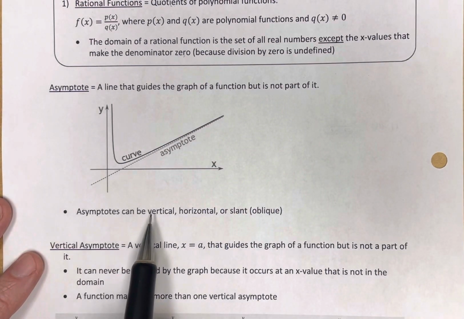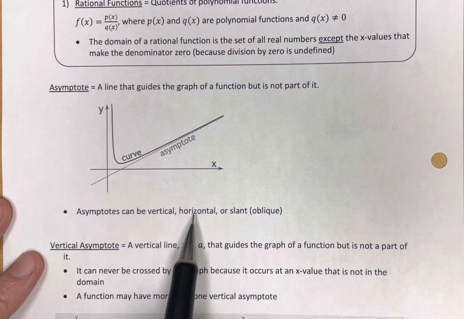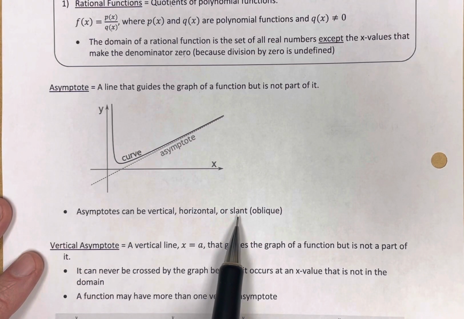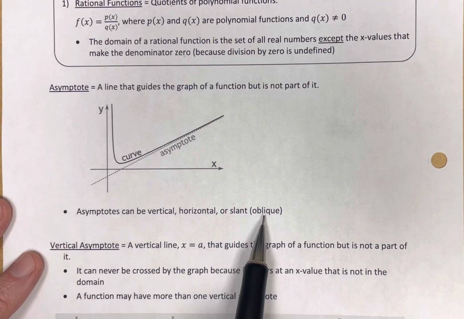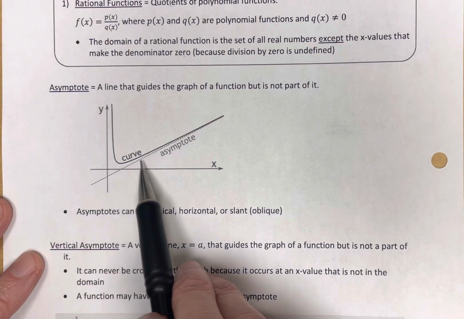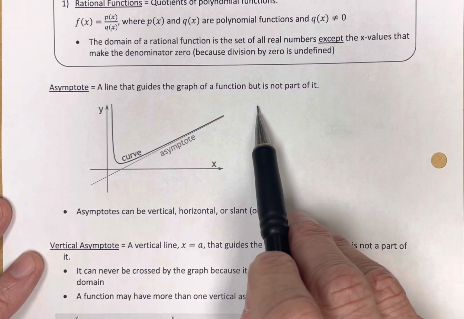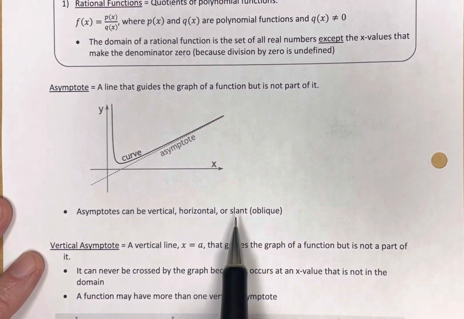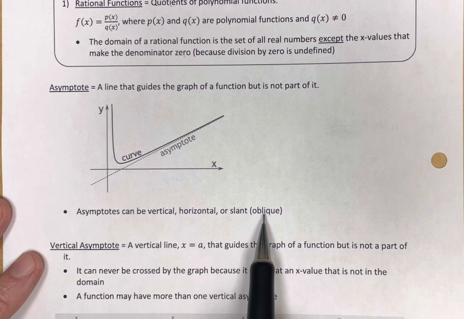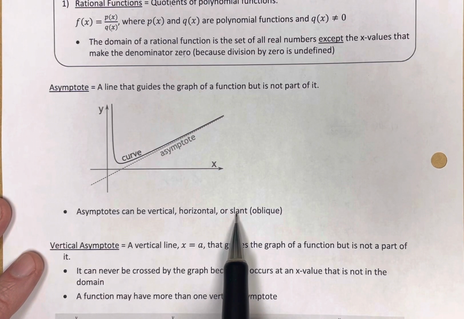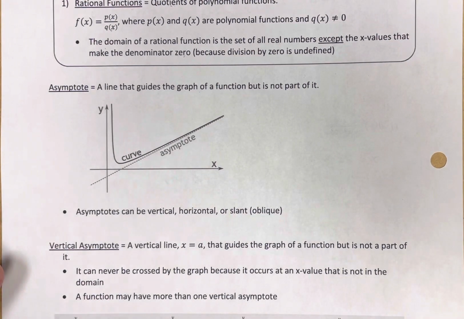Asymptotes can be vertical lines, horizontal lines, or slant lines that are also called oblique. This line is obviously a slanted line. It's not vertical or horizontal. So this asymptote would be a slant asymptote. Again, they also use the word oblique in place of slant. So a slant or an oblique asymptote.